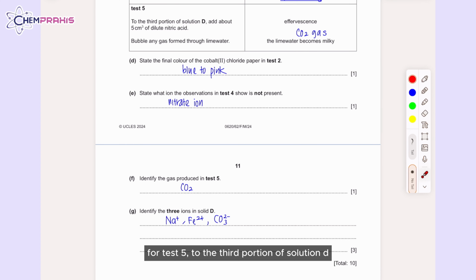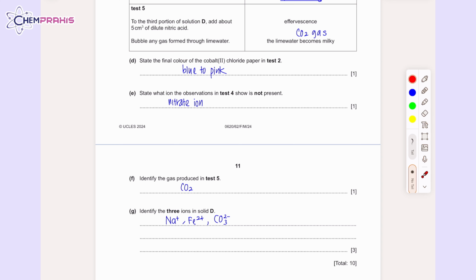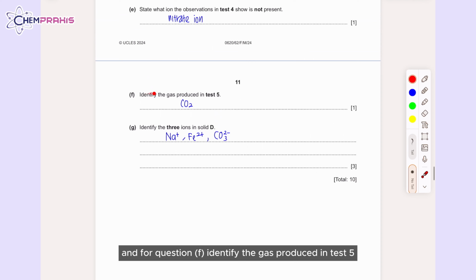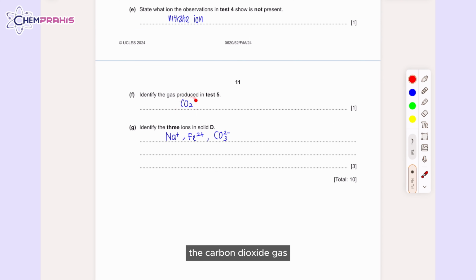For test 5, to the third portion of solution D, add about 5 cm³ of dilute nitric acid. Bubble any gas formed through lime water. There is effervescence and the lime water becomes milky, meaning that carbon dioxide gas is produced. So now we can fill up the answers. State the final color of the cobalt(II) chloride paper in test 2: blue to pink. State what ion the observations in test 4 show is not present: the nitrate ion. And for question F, identify the gas produced in test 5: carbon dioxide gas.